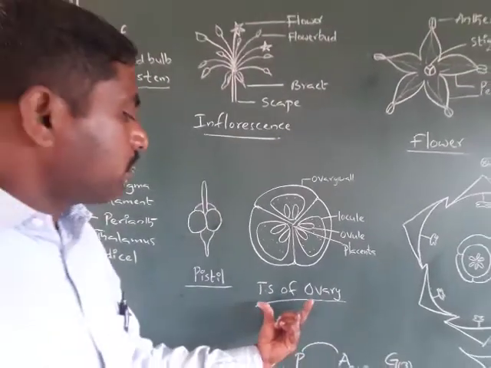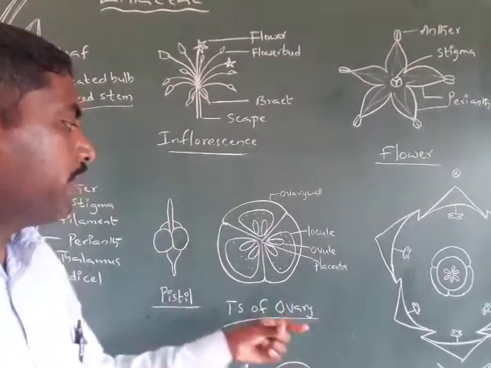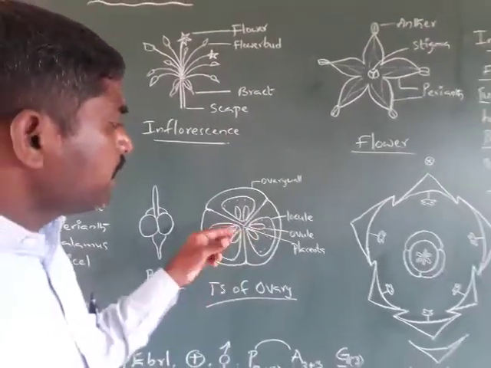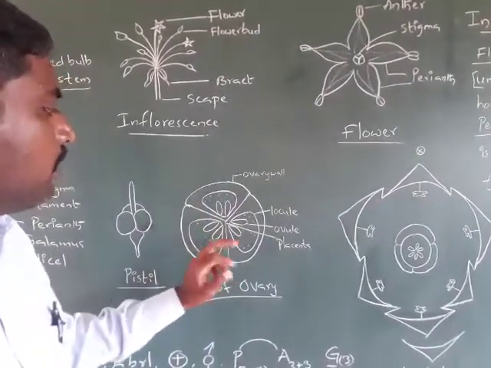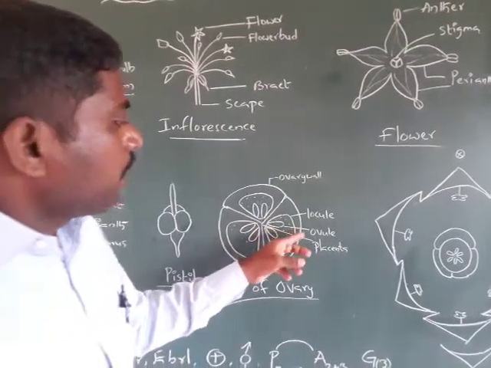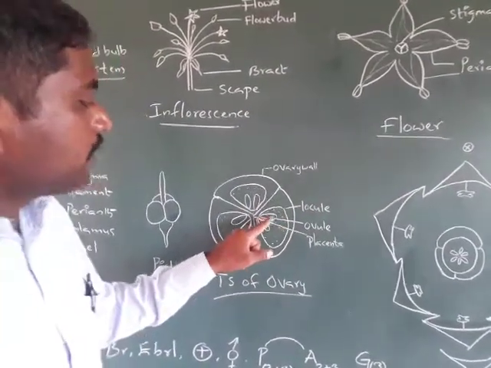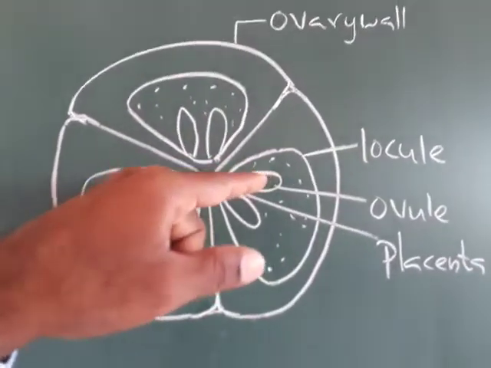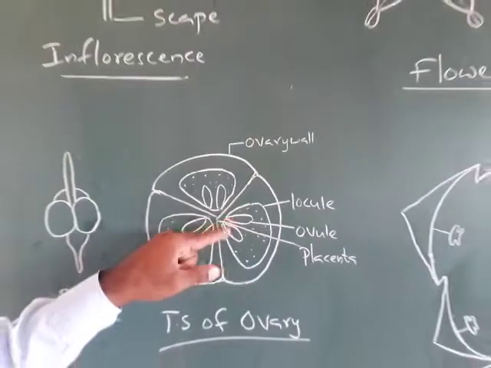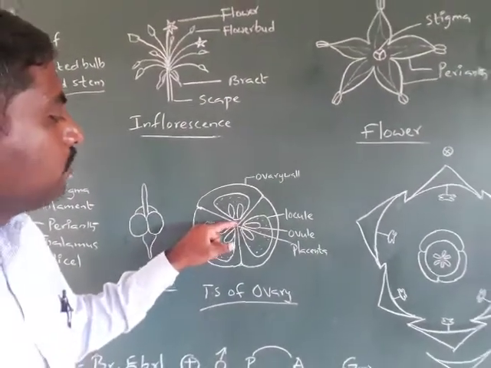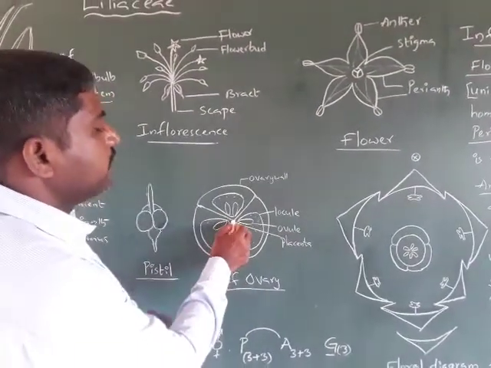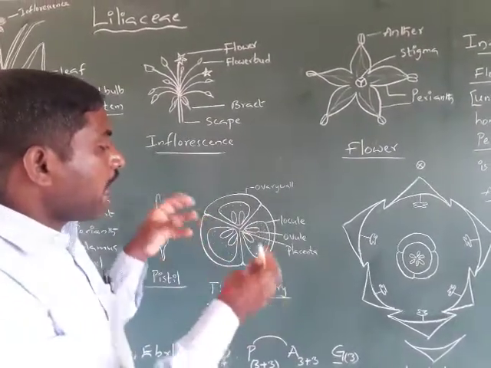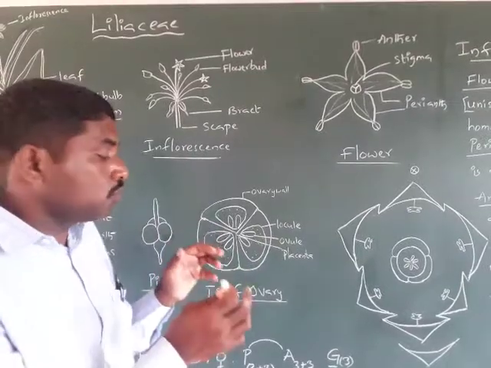And here it is the TS of the ovary, the transverse section of the ovary. Here it is the trilocular structure. See here, 3 locules are there, and here are the ovules. After the fertilization process, these ovules are converted into seeds. These seeds are attached to the placenta, which means it is axile placentation, the seeds are attached to the axis.